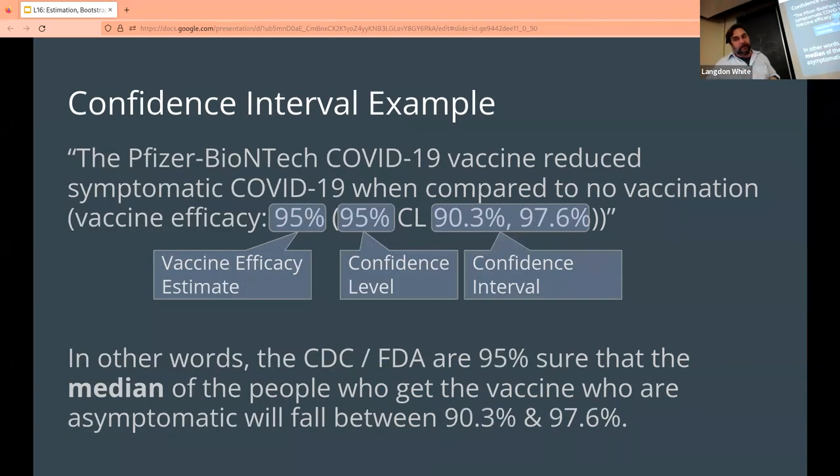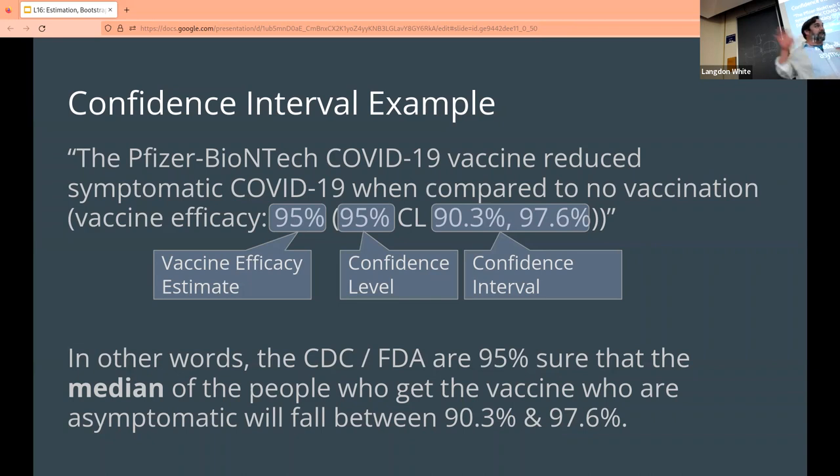For example, when they were talking about how the COVID-19 vaccine did for Pfizer, its efficacy, so how well it worked, was 95%. However, its confidence level was 95%. In other words, the interval was between 90 and 97%. So when they sampled people who got the vaccine, 95% of the time they were within 90 to 97% likely to have it be effective.